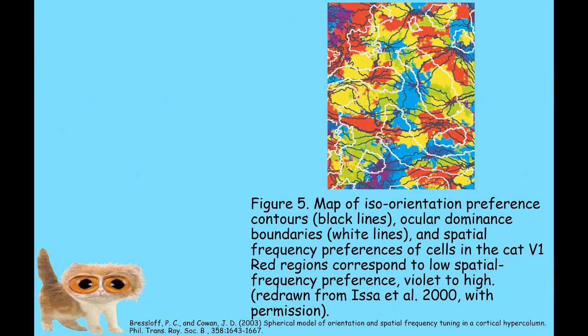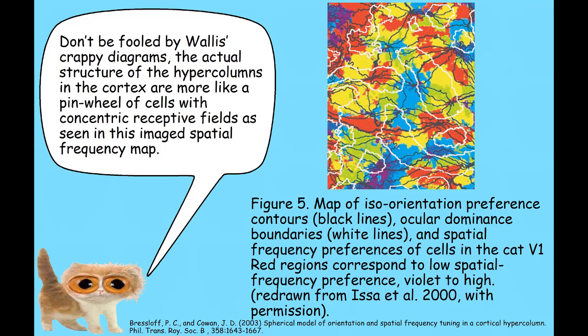Now that abstract simplified map is quite different from the sort of picture that we get with imaging. So when we look at this image here, which is an image of area V1 in a cat, what we see is a map of iso-orientation preference contours along the black line. So different orientation preferences have areas that are spinning out around this central pinwheel structure here.